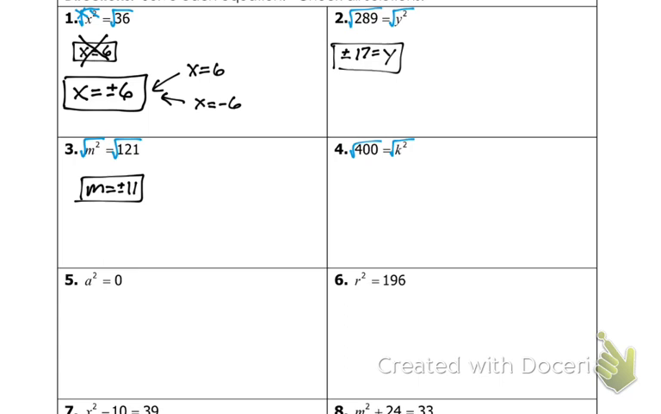All right. What's the square root of 400? 20. So is it k equals 20? No. K equals plus or minus 20. Perfect.